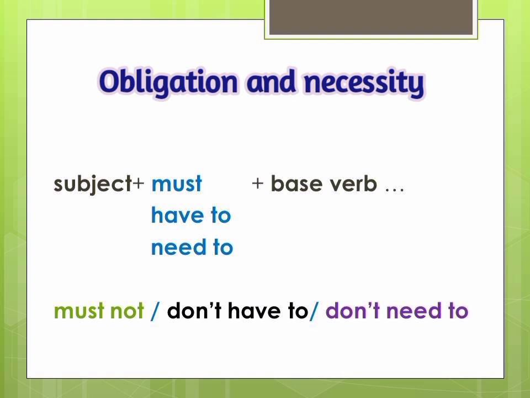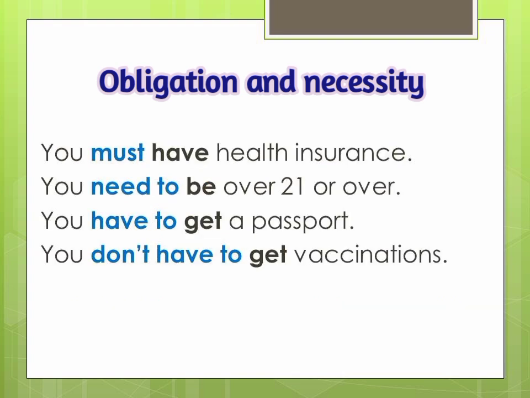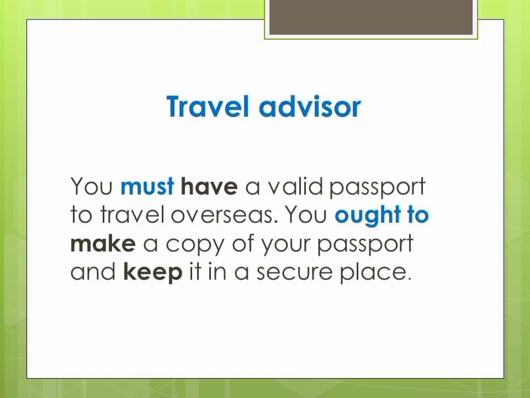The negative of must is must not. The negative of have to is don't have to. The negative of need to is don't need to. For example, you must have health insurance. You need to be 21 or over. You have to get a passport. You don't have to get vaccinations. So I provide more examples about a travel advisor and we analyze them together.